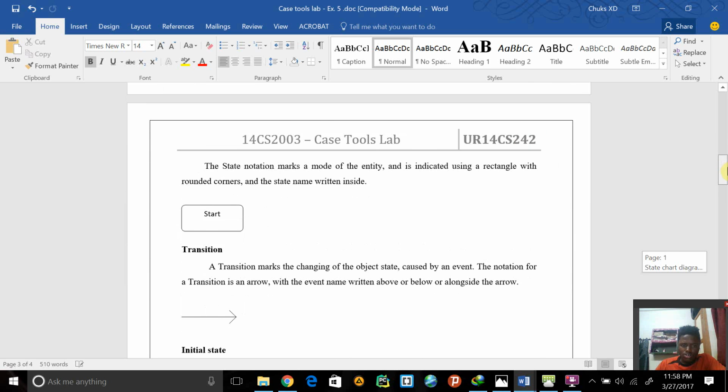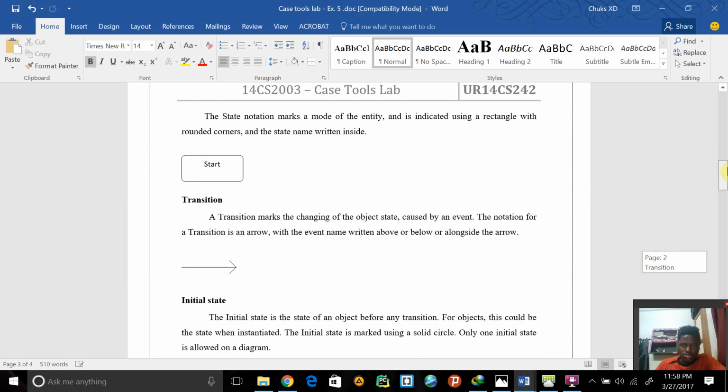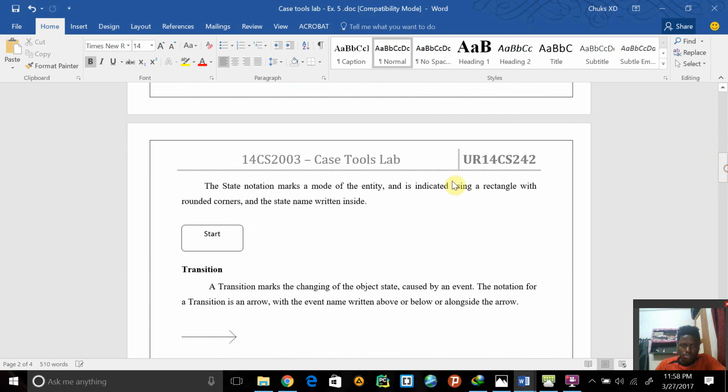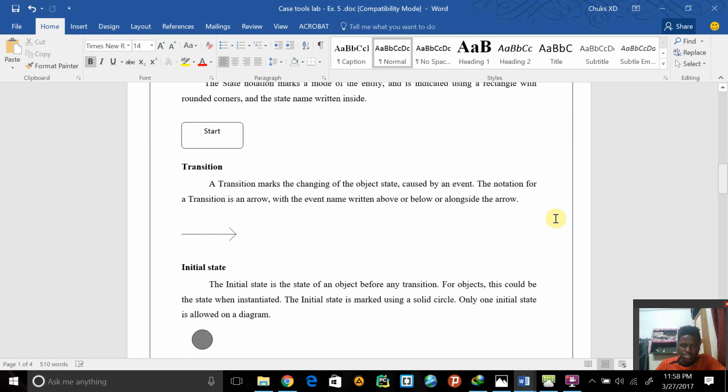The state notation, sorry, this represents a state, is represented by a rectangle with rounded corners, and then we have the transition, which marks the change of a state. You use an arrow to mark the transition from one state to another.